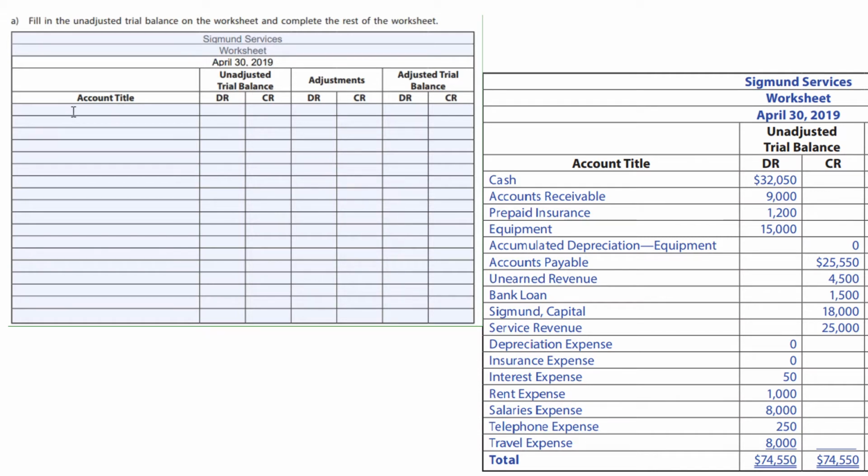The first thing you would then do is bring forward your current unadjusted trial balance into this worksheet. You would start with cash, accounts receivable, etc. When you fill out the relative unadjusted columns, you end up with what is on the right-hand side of the screen. The unadjusted trial balance is $74,550 on both the debit and credit sides.